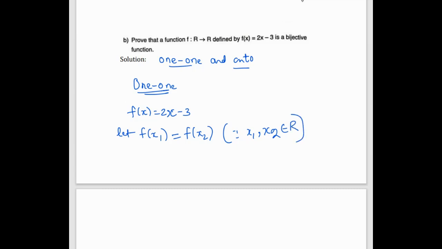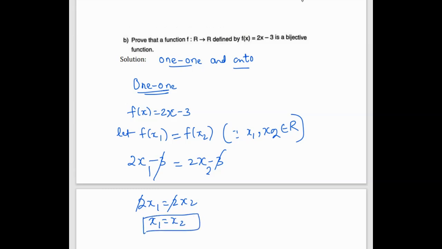So x1 gives 2x1 minus 3 equals 2x2 minus 3. Here we have 1 and here we have 2. Then the common term 3 and 3 get cancelled. We get 2x1 equals 2x2. Then 2 and 2 get cancelled. x1 equals x2. Therefore, when f of x1 equals f of x2 gives x1 equals x2, it is one-one. Therefore, f is one-one.